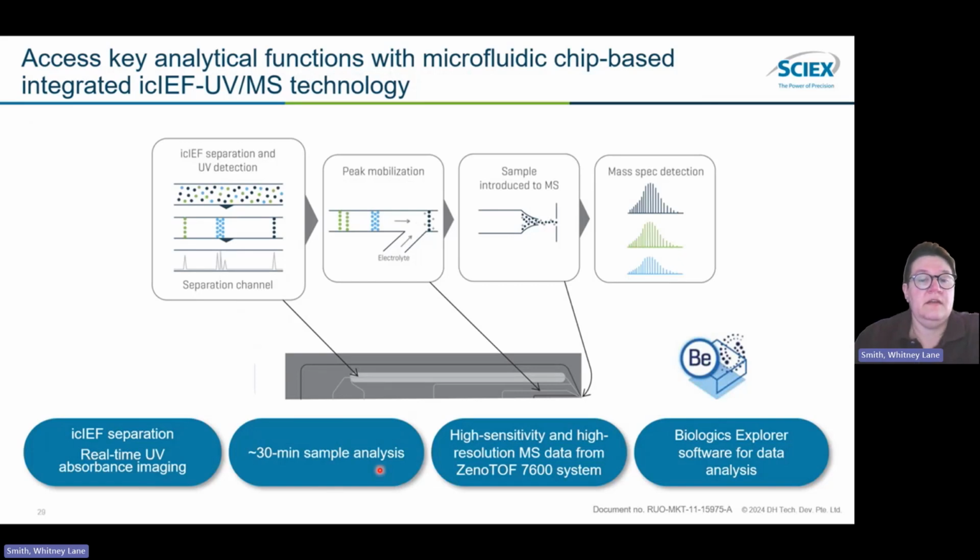So we have the ICIEF separation and UV detection, so we can get PI determination, and then we mobilize that and move that into the mass spec, where we can get mass spec detection and confirmation of those different variants. It's approximately 30 minutes per sample. High sensitivity, high resolution MS data comes from the 7600, and then we have software for the data analysis.